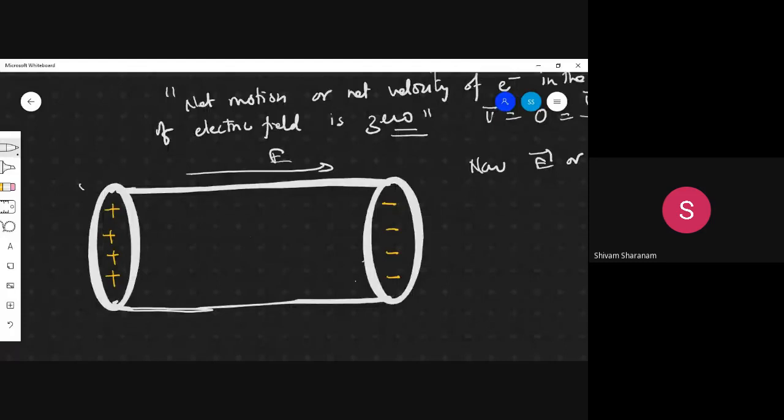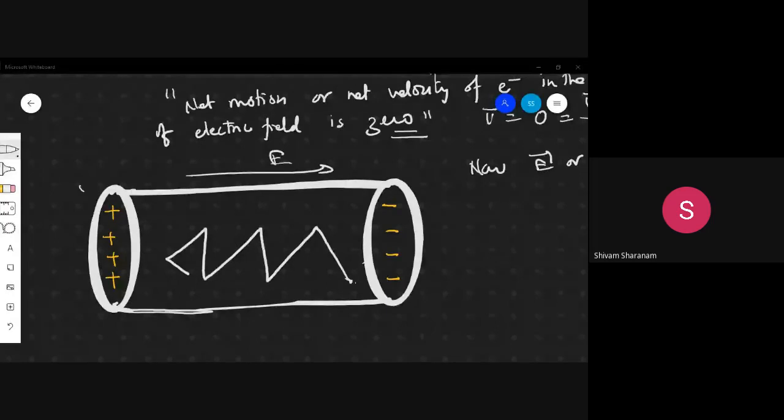Okay. Now, let's say one electron was here, and in the absence of electric field it has a particular motion, like this, a random motion we are talking about. I'm not making it very complicated, because the actual motion can be too complicated and difficult to understand, so I am making it very simple. Suppose this was the original path. Now when the electric field is applied, what will happen? This electron will experience force, yes or no?